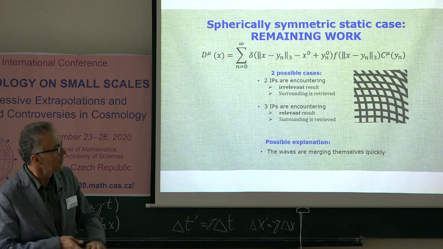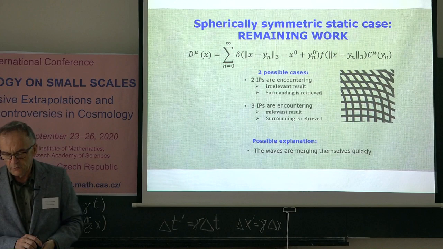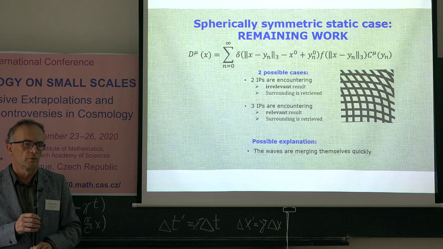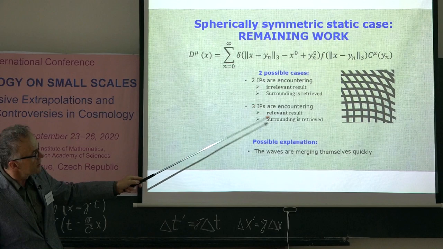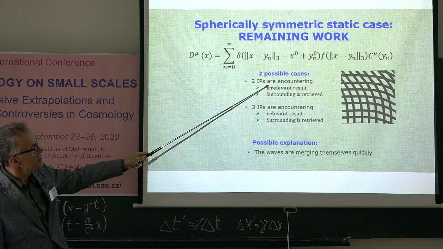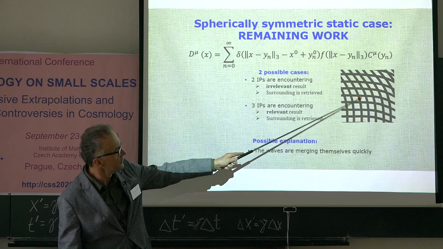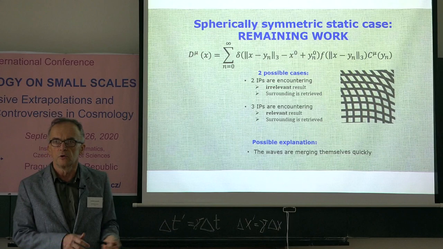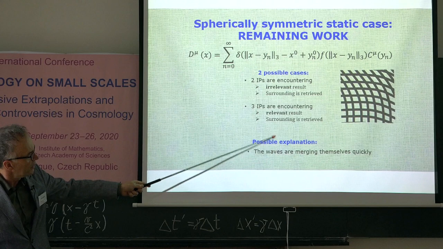What I found is that when you calculate with two IP only, that is two terms only in the equation, you find an irrelevant result when you calculate Newton's law for large distances. Therefore, it implies that you have to calculate with three IP. Then you get a relevant result. The good news is that even in this case, you find the surrounding effect here also. It means that why 3IP, it means that you have to calculate on the nodes only, not on the lines. The possible physical explanation for that is that the gravitational waves should merge themselves quickly. So, beyond this assumption, I have to calculate this in 3D and in discrete mode.